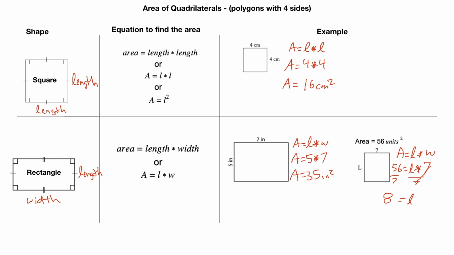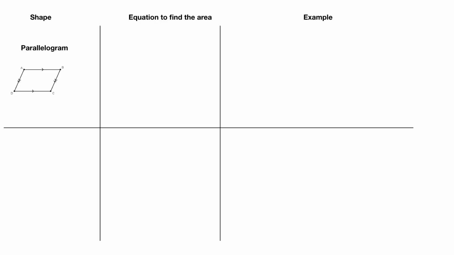Now, the next type of quadrilateral we're going to talk about is a parallelogram. A parallelogram is kind of like a rectangle that's been squished. We see that we have sides that are congruent to the opposite sides, and we see that the sides are parallel to each other. For some reason, we sort of switch what we call it, but instead of calling it the width, we call it the base.